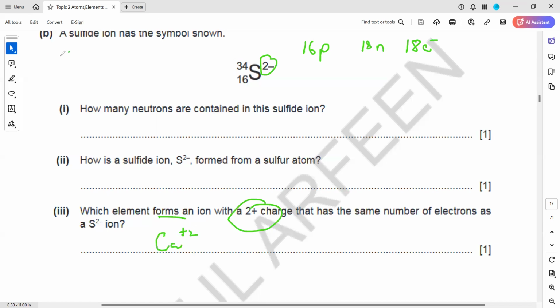Why calcium? Calcium has 20 electrons, arranged 2, 8, 8, 2. When it loses 2 electrons, it will be 2, 8, 8. So calcium with a +2 charge will have 18 electrons. Is it clear now?